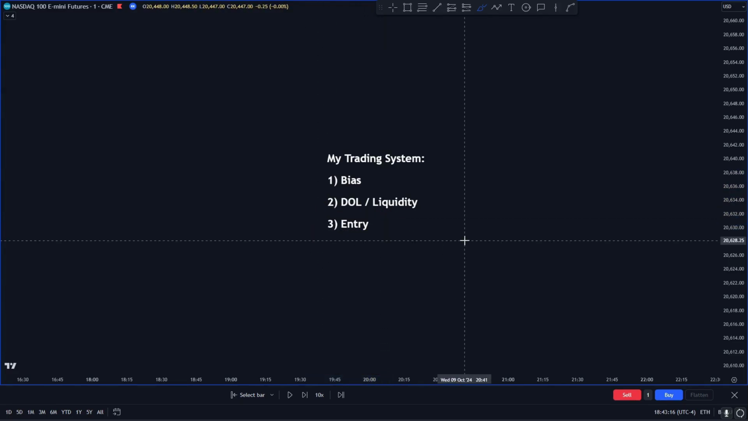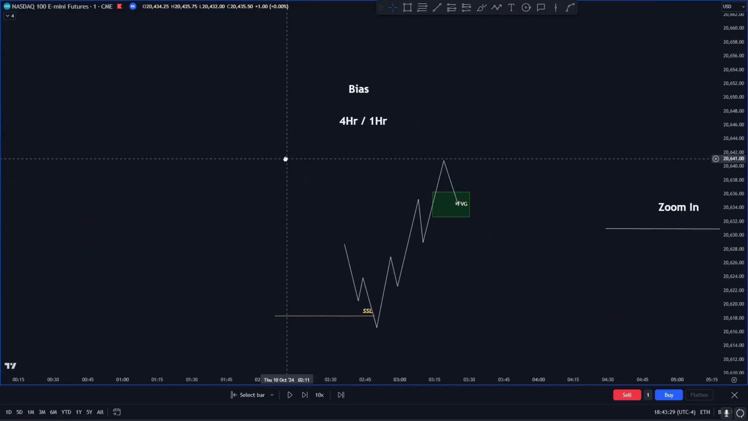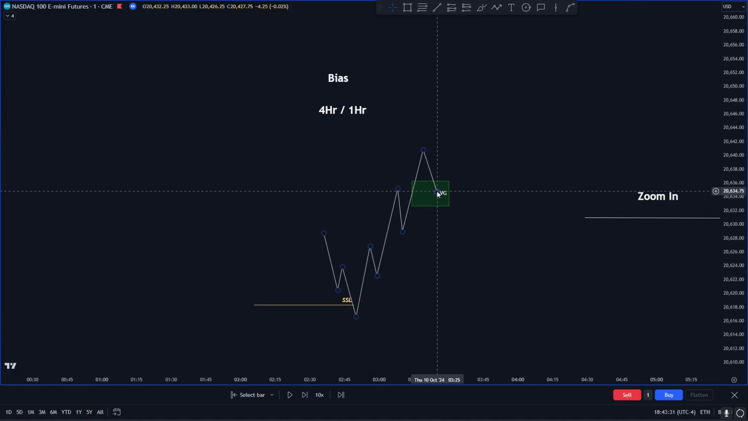It's either if you see it or you don't. It's either there or it's not, and you should not be too stressed about your entry. This is the least important, but I'll go over each bullet point right now. So let's go. All right, guys, so now the first part, like I said, bias.